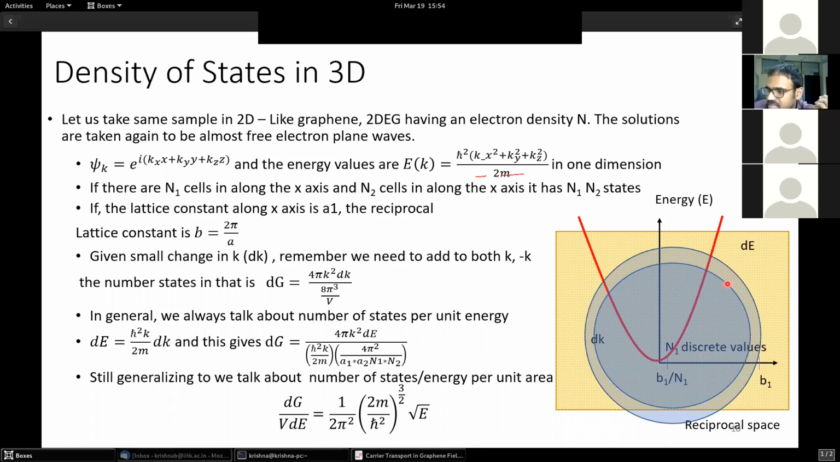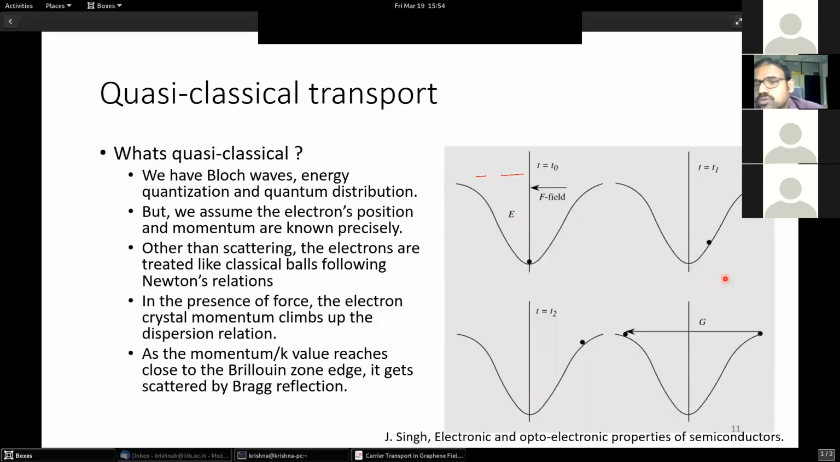For any small change in the three-dimensional space, I can calculate how many states I add, which is given by the density of states. It is dg by dE, where dg is the number of states. If I take a small energy step dE, how much density do I add per unit volume of the sample? In the three-dimensional case, this turns out to be proportional to the root of the energy. Okay. Now that we have covered these basic aspects, let us jump into quasi-classical, semi-classical transport, or whatever we call it.